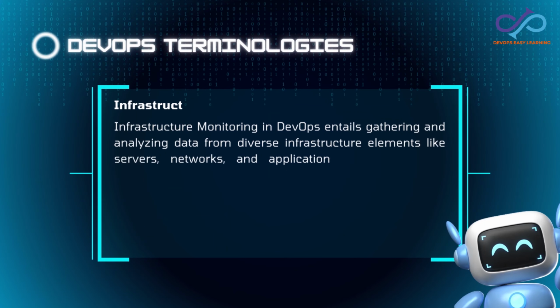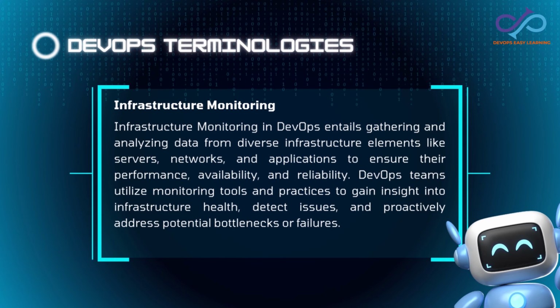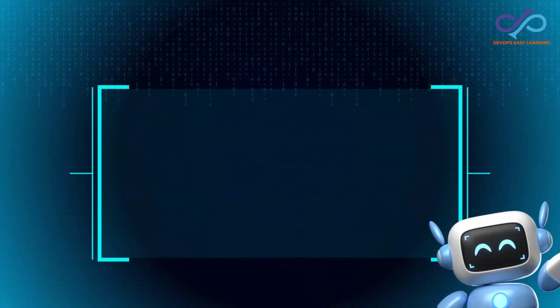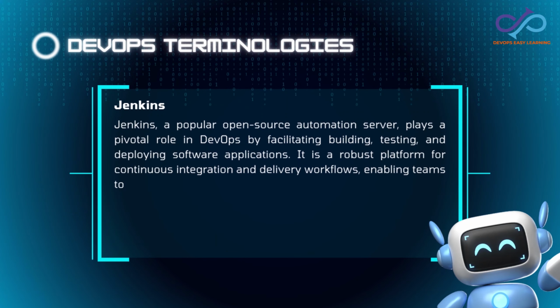Next is infrastructure monitoring. Infrastructure monitoring in DevOps entails gathering and analyzing data from diverse infrastructure elements like servers, networks, and applications to ensure their performance, availability, and reliability. DevOps teams utilize monitoring tools and practices to gain insight into infrastructure health, detect issues, and proactively address potential bottlenecks or failures.